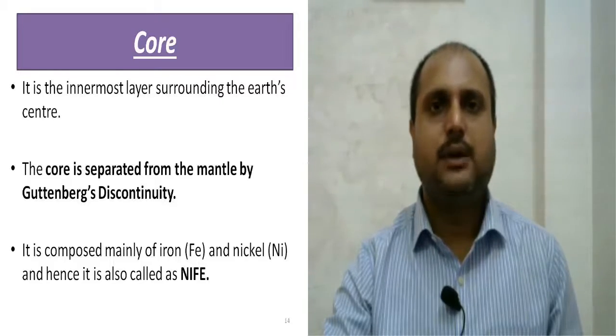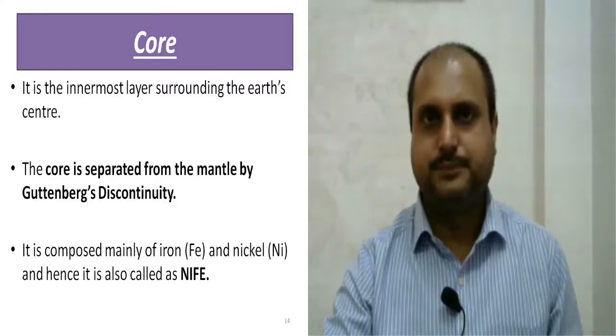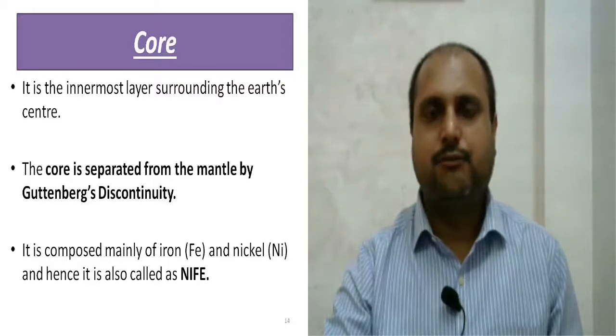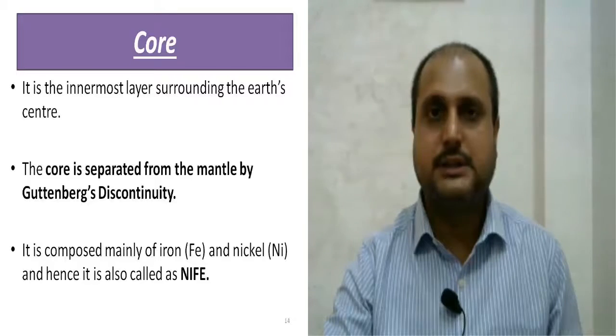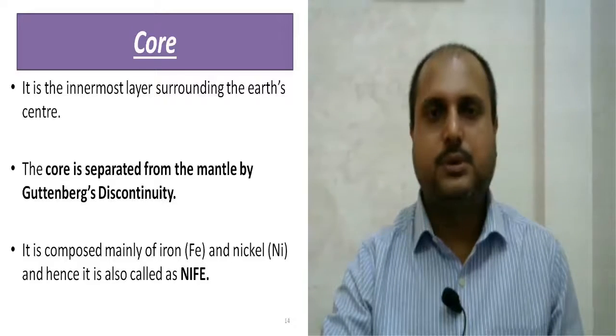It is mainly made of nickel and iron, which are very heavy metals. Because of the rotation and revolution of the earth, and during the formation of the earth, the lighter elements went to the crust because they are lighter, and formed the uppermost layer of the earth, and the heavy metals formed the core. Nickel and iron are the two heavy metals that form the core.